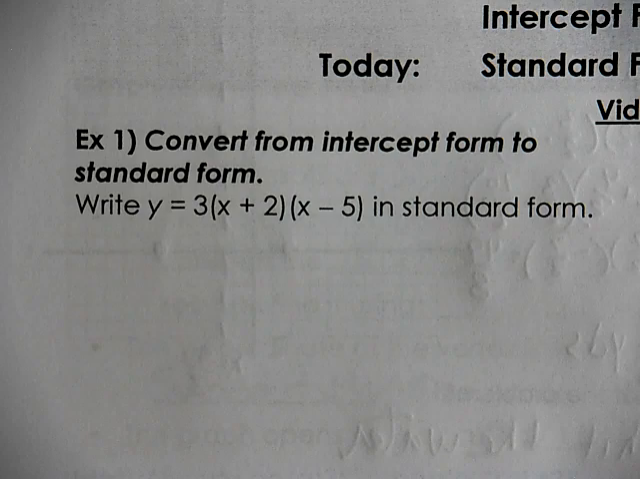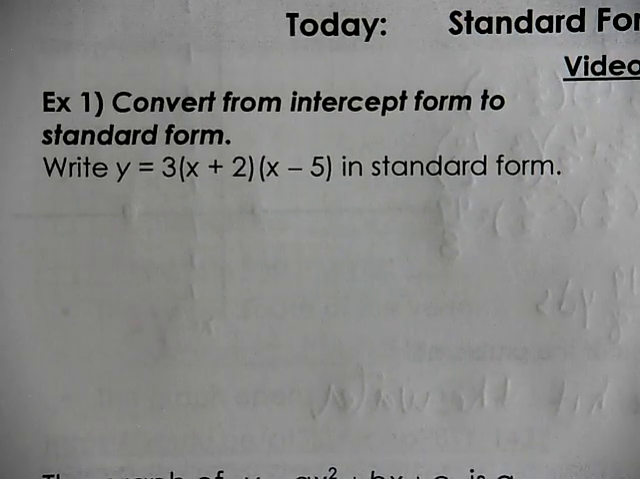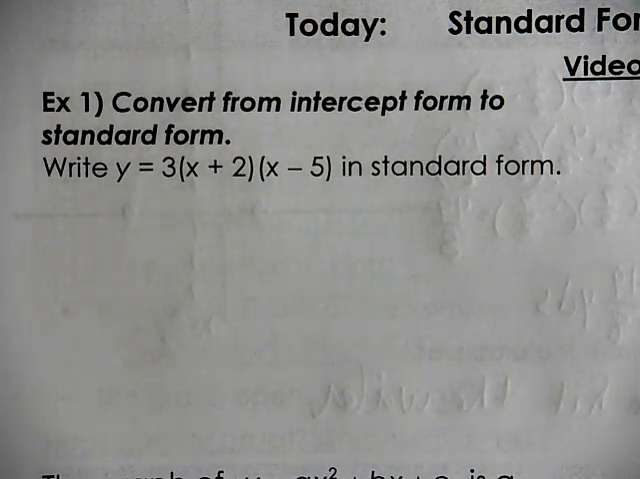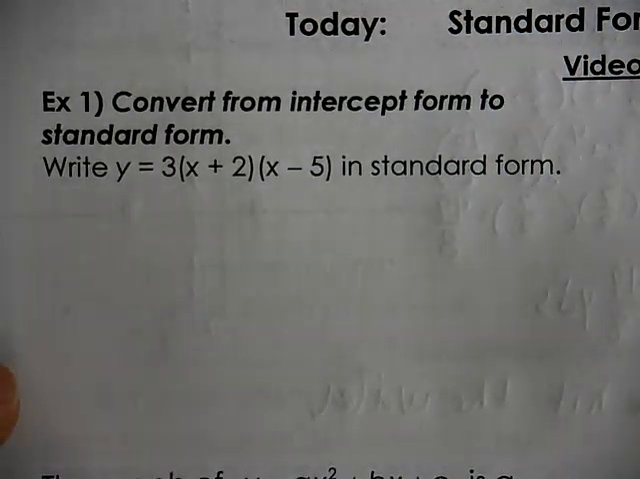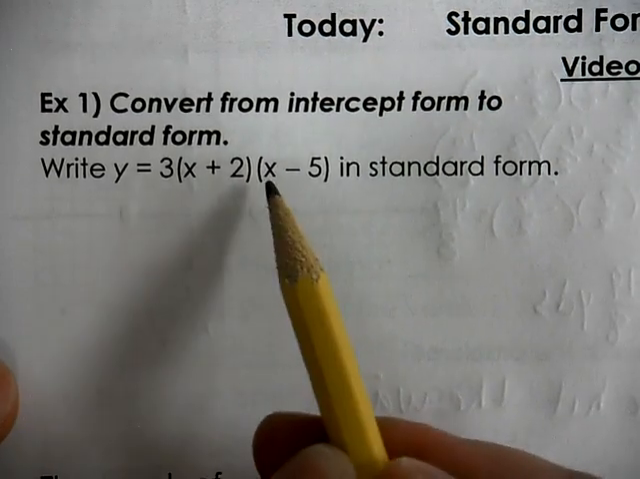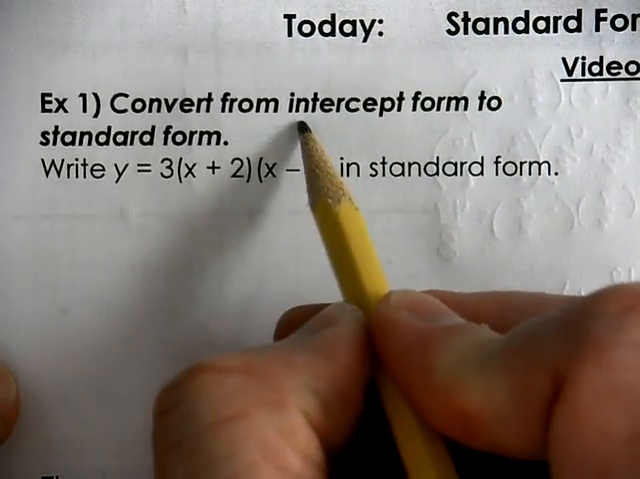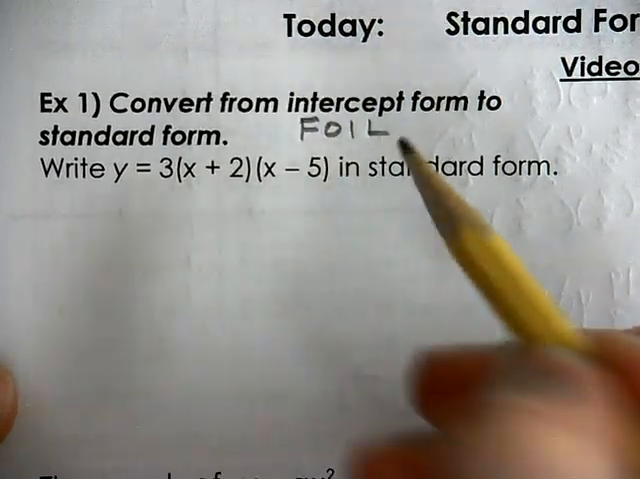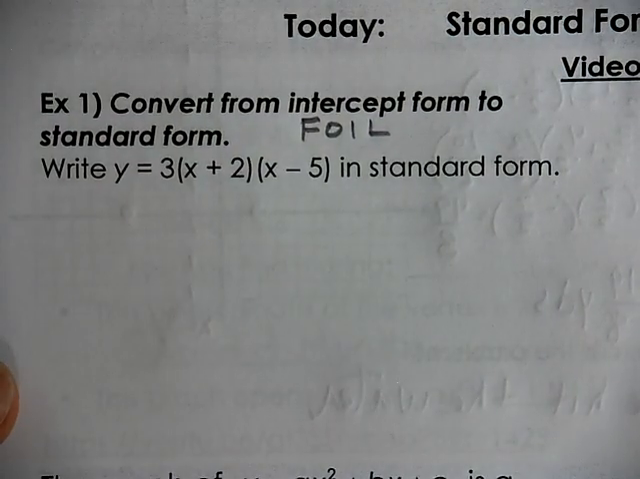So we're going to take this intercept form and we're going to convert it over to standard form. So you want to think about, how would you do that? What do you need to do? We need to multiply the two parentheses together. Some people would call that FOIL. You may have learned that in Algebra 1.